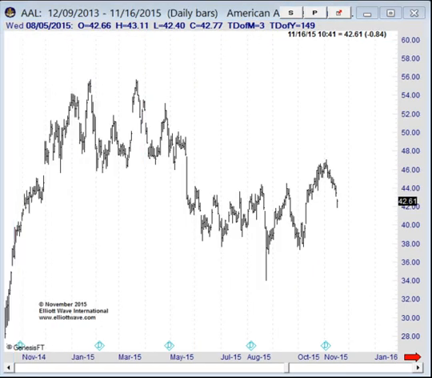Let's look at one more price chart. Okay, what do we have here in this price chart of American Airlines?